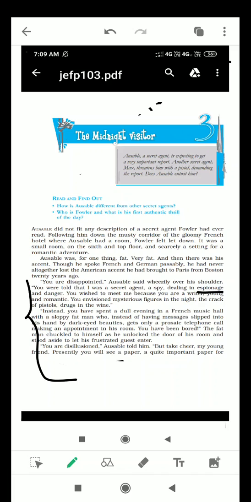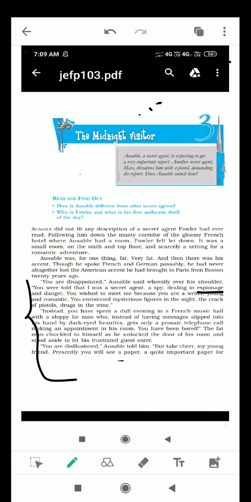In search of that, he heard about a spy named Osable, and thereby he came to the French music hall to meet Osable. Here the story actually starts in the French music hall, where Fowler met Osable for the first time, and for a long hour they had a conversation. Then gradually they move to Osable's home and the story ends there.